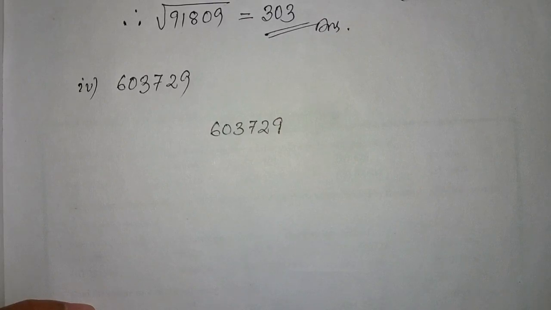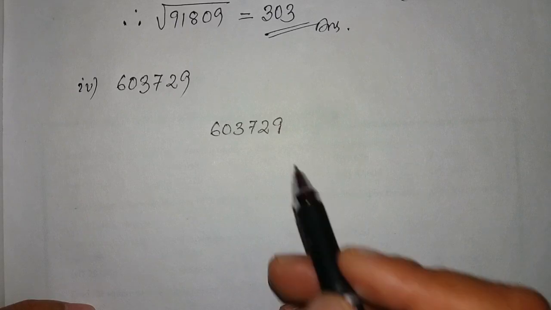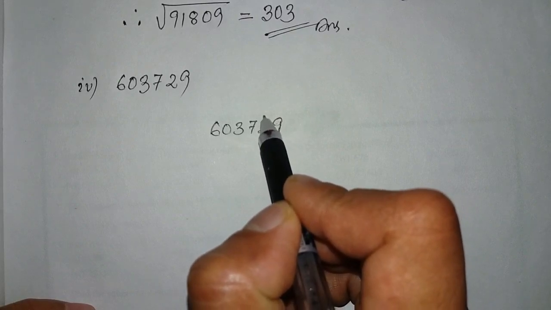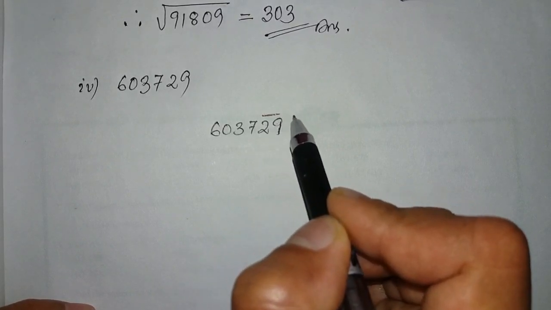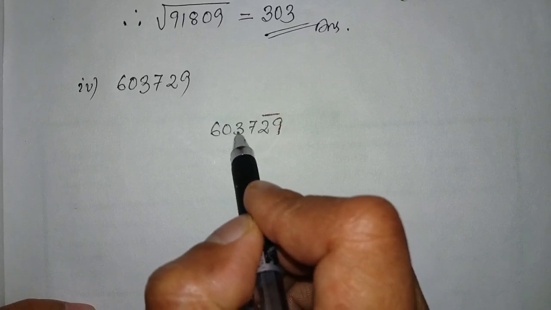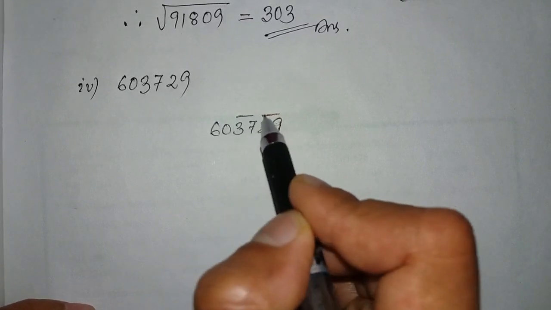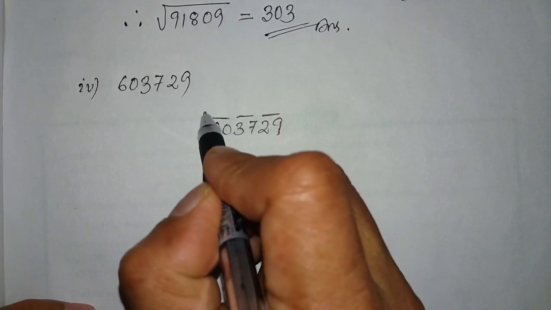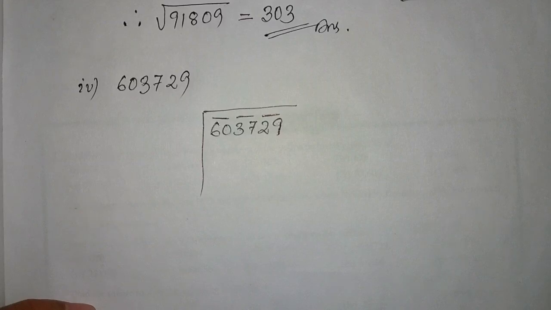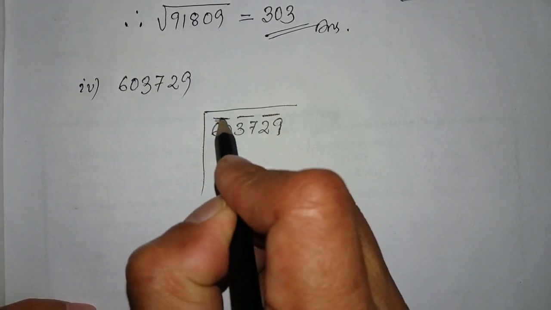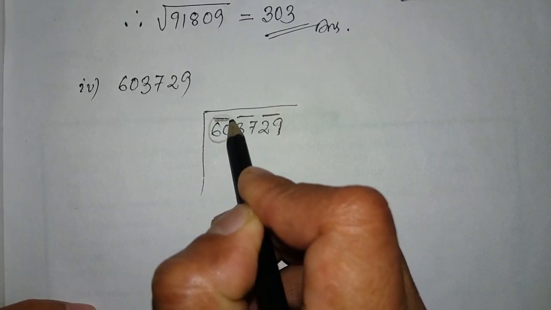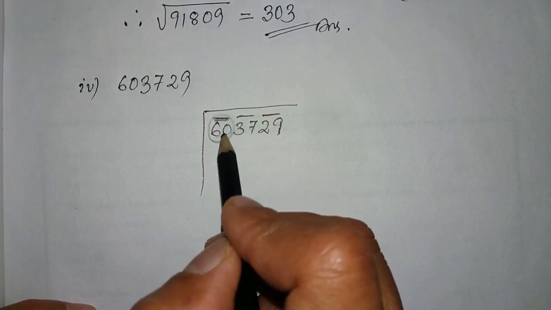Now here again we will pair up the digits starting from the last digit, that is the digits in the ones place. So place a bar over each pair of digits. Now next we will consider the first pair, that is the number below this bar, which is 60. So we have 60 here.